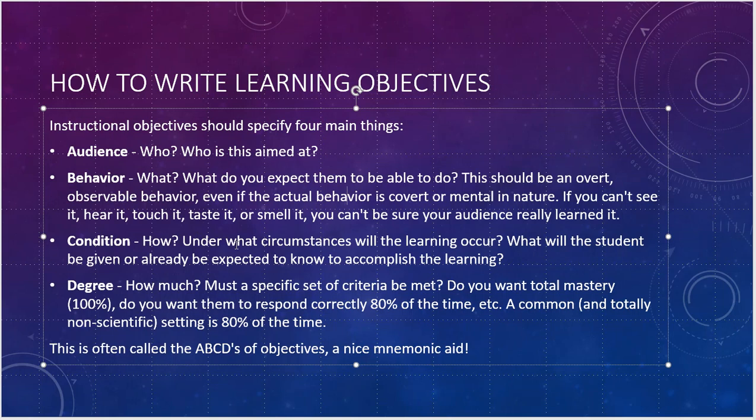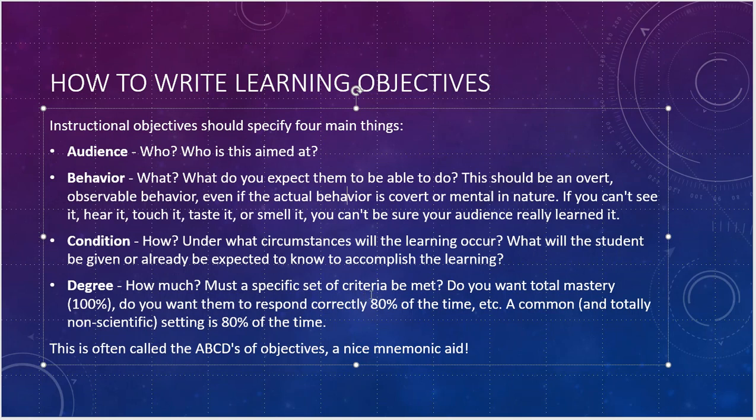Next is the condition. The condition is how will the students be demonstrating this behavior? It could be that after something occurs, then they'll be able to do this. So like after they've learned their multiplication tables through 12, they will be able to solve word problems that involve multiplication, problems that are under 12.